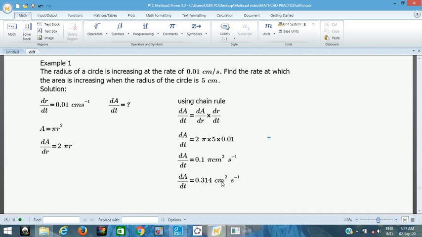This is my answer. Then remember, your unit is area divided by time. So you need to raise the area to power 2. Time is seconds, which is seconds raised to power minus 1. That is change in area divided by change in time. So this is the solution to this question, and that is all I have for now.